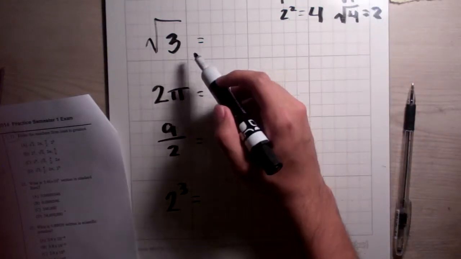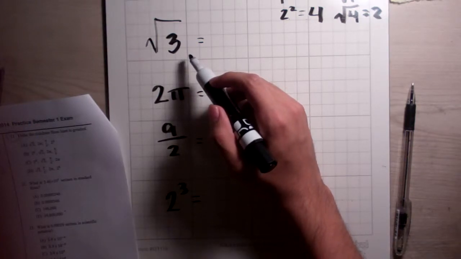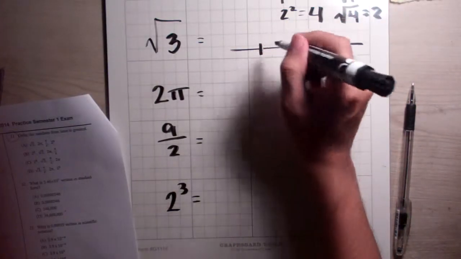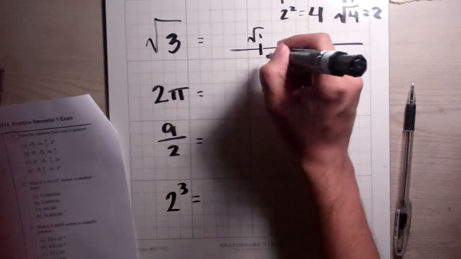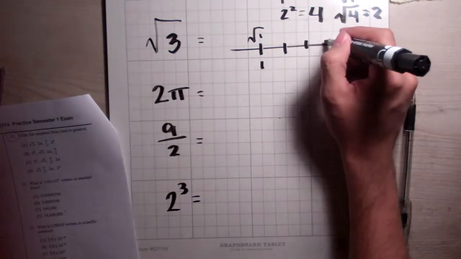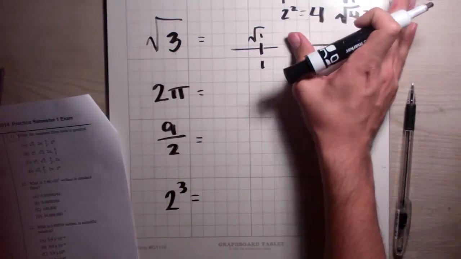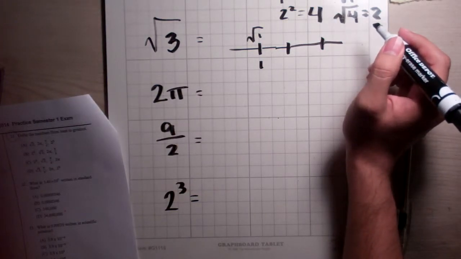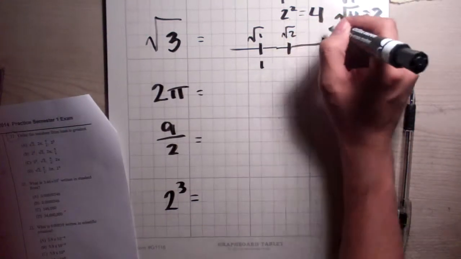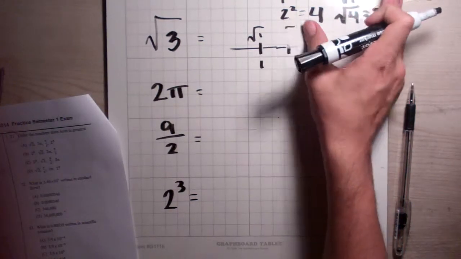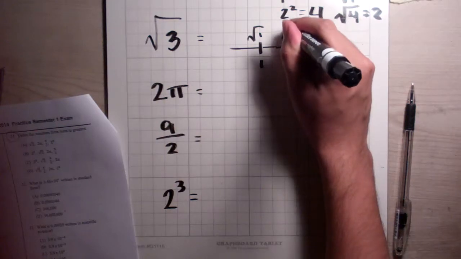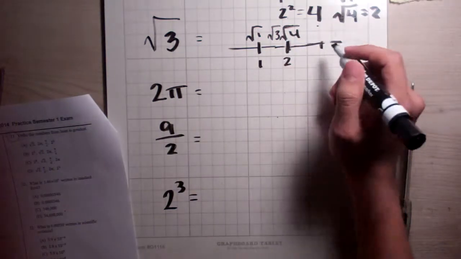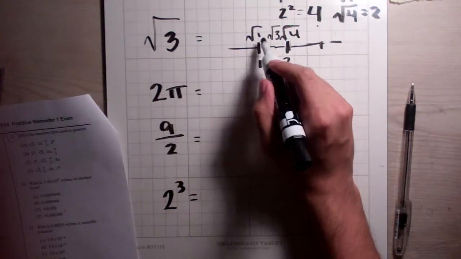But what I want to find is the square root of 3. Okay, well, let me draw a number line for this. Square root of 1, that's at 1. We'll go 1, 2. Let me just put square root of 4 right over here. Okay, and square root of 3 is probably somewhere over here, right? We have a 2 over here. So it's somewhere in between square root of 1 and square root of 4.